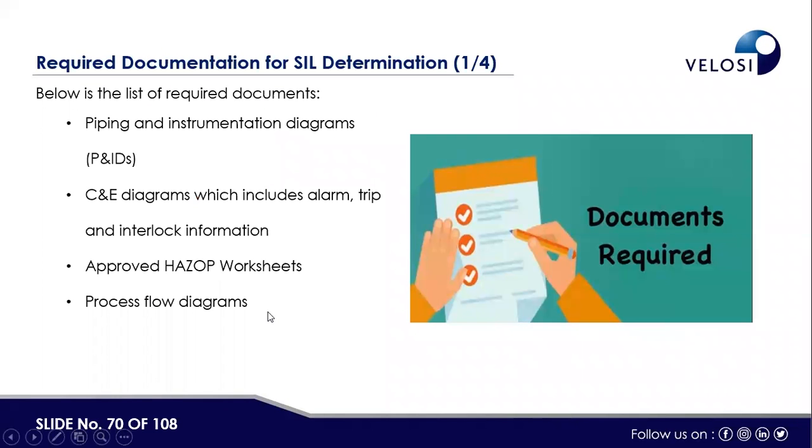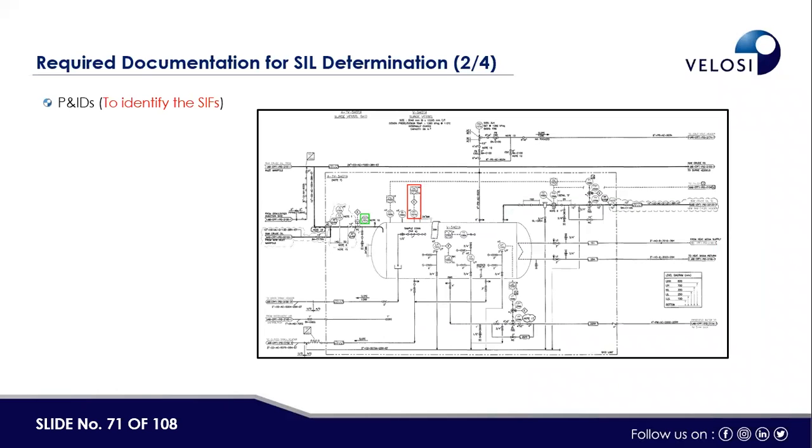So before going to the LOPA, let us discuss the required documentation for SIL determination. What documents we require, what minimum documentation we require to perform a SIL determination exercise. We need PNIDs, we need cause and effects, we need HAZOP worksheets. So these are the necessary documents. Now the question is, why we need PNIDs? We need PNIDs to identify the SIFs.